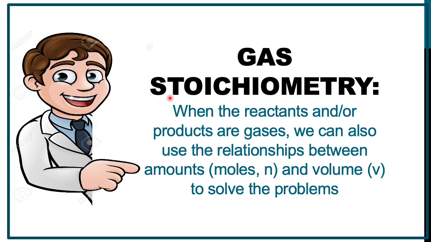Okay, now we go to gas stoichiometry. Ini sama saja yang pernah belajar pasal stoichiometry sebelum ini. So when the reactants and or products are gases, we can also use the relationship between the amount, moles and volume V to solve the problem. Okay, so you can use the relationship between moles, volume to solve the stoichiometric problems.